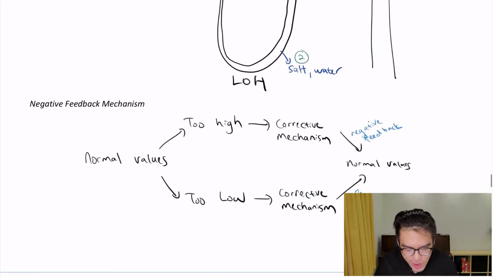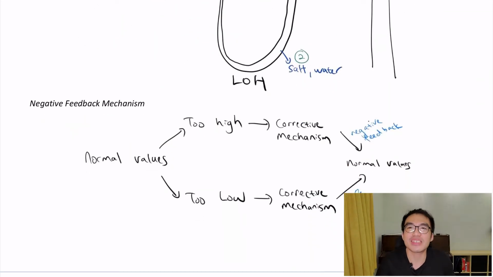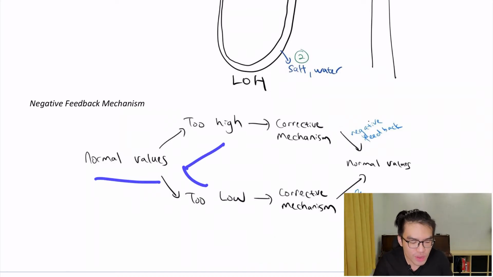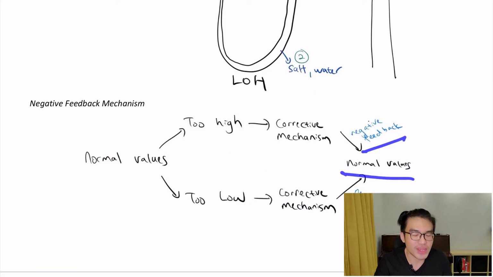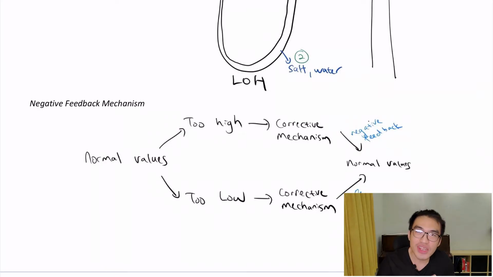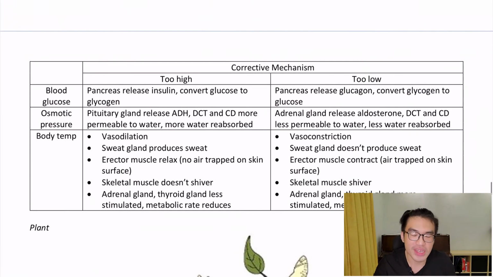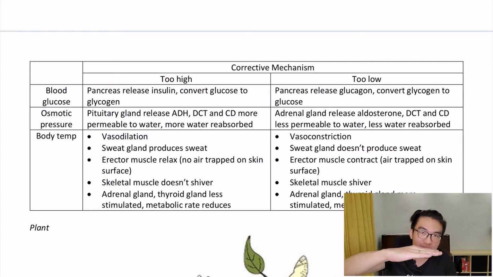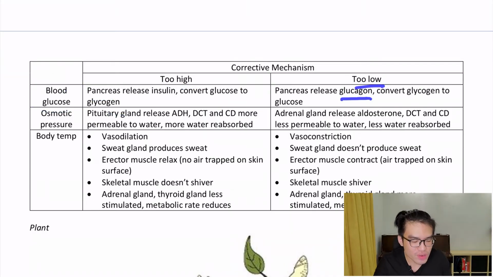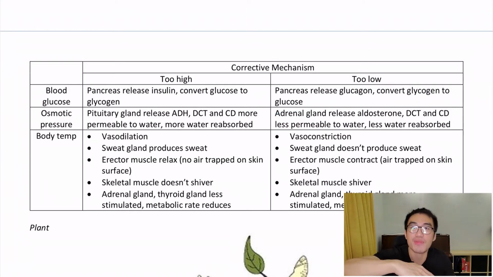Alright, moving on. So you have your negative feedback mechanism, means this is how they do your homeostasis. You have normal value. When it goes too high or too low, they will do corrective mechanism and then they will bring it back. This is what we call negative feedback, and then you bring it into normal value. So I already summarized all the corrective mechanism for you. Very simple to memorize here. Blood glucose, if it is too high, your pancreas will secrete insulin, convert glucose to glycogen, bring it back down, normal value. Too low, release glucagon, convert glycogen to glucose, bring it back up.